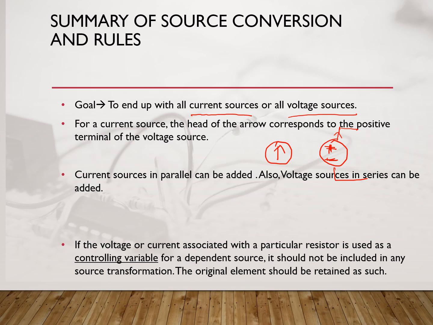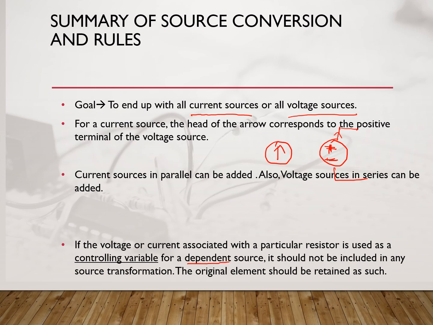So we have already seen that when we have current sources in parallel, you can convert them to an equivalent current source in parallel with a resistance. Similarly, voltage sources in series can be added. Now, if the voltage or current is associated with a particular resistor, this is a very important point which is used when we have a dependent source.